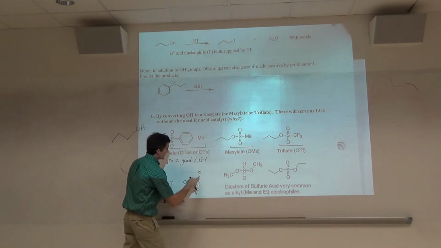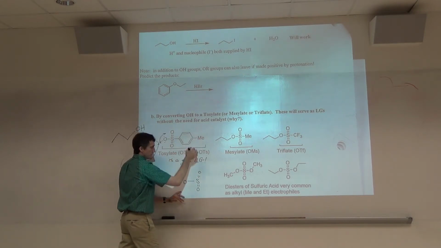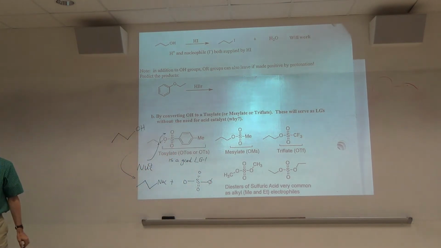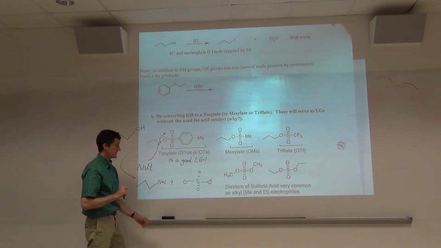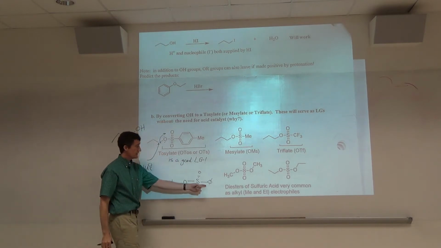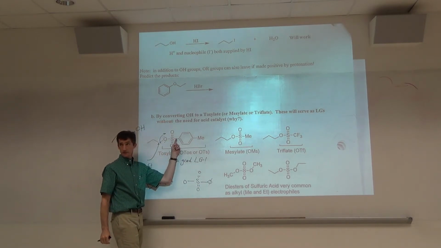Now, an aromatic ring is often just abbreviated with a phi symbol. I'm just going to abbreviate it. All right? But you need to know what a tosylate is.